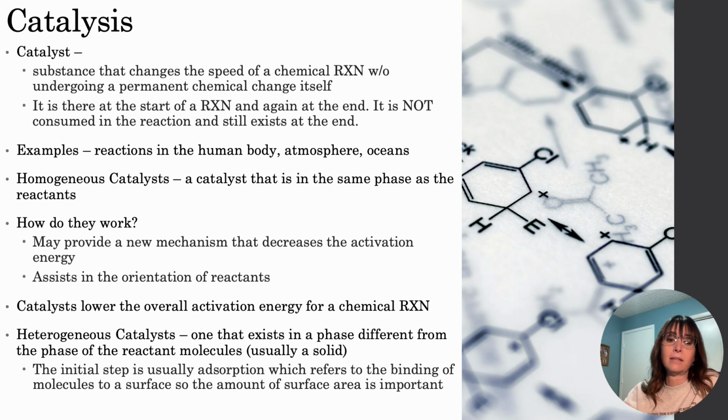Now, a heterogeneous catalyst is one that is not in the same phase, and you did this in basic chemistry. You took hydrogen peroxide and poured it into a beaker. Nothing happened. The moment you added yeast, the hydrogen peroxide broke down. So yeast was a solid, the hydrogen peroxide was a liquid. So the yeast, by the way, is the catalyst. That would be a heterogeneous catalyst. The initial step in a heterogeneous catalyst is usually adsorption, which simply refers to the binding of a molecule to a solid surface. And in that case, the surface area of that catalyst does become an important factor.